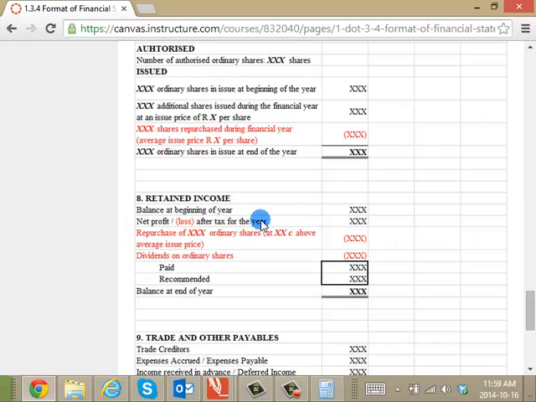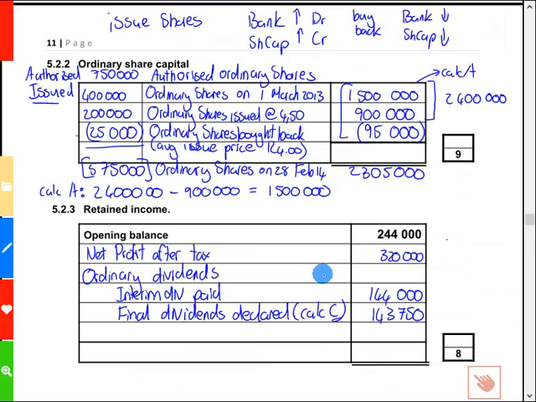Okay, and just because you know the format of the retained income note, you're going to be able to score another mark, because you need to now add up these two dividend amounts to give you the total dividends on ordinary shares. So if you add up these two figures, you can take a calculator and calculate that, and you're going to get 287,750. That's again just by knowing the format. Mahala.